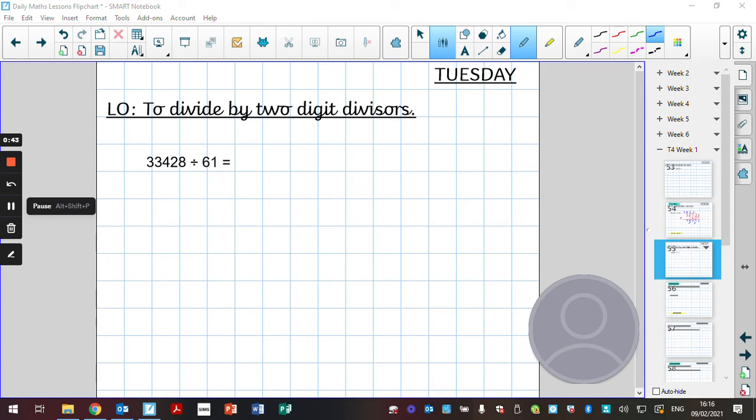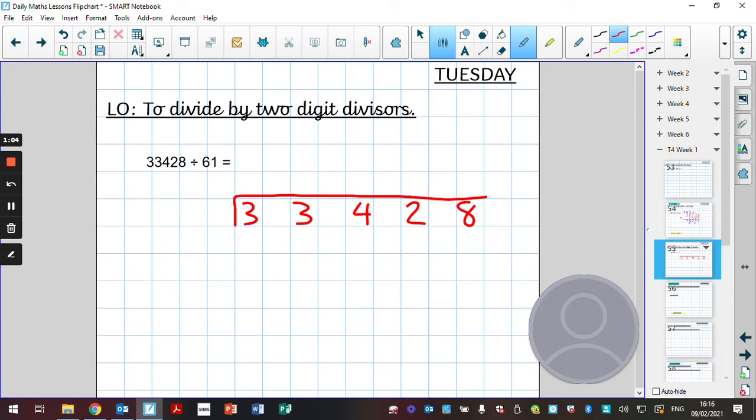So this question, 33,428 divided by 61. So I'm going to put the 33,428 in the bus stop and 61 on the outside. For some reason it's not letting me write on the left hand side board, so I would put the 61 into two squares, but it's not allowing me for some reason.